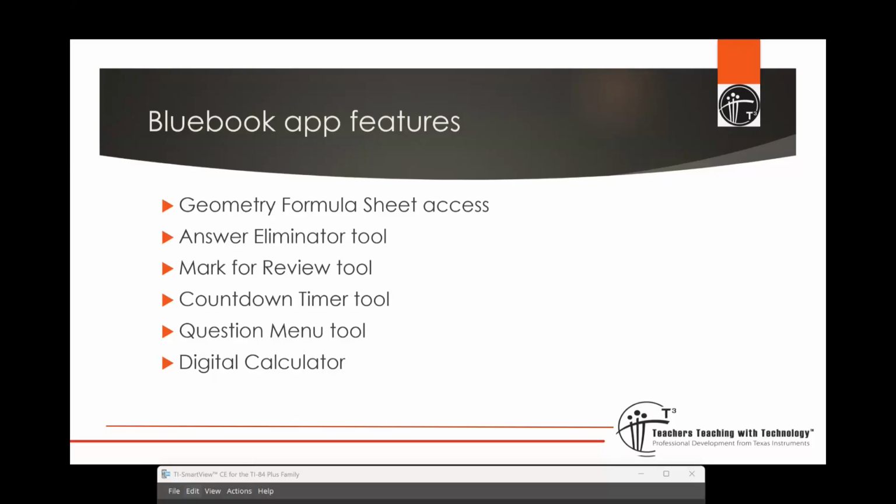There's a way for them to eliminate answers in case they're not sure. If it's between like B and C, they can cross out A and D on the screen. They can mark a question for review so that it's easier to come back to a question they still want to revisit. The nice thing, there's a timer right on their computer that will tell them their current time, what's left of their test. There's a question menu that allows you to toggle between questions quickly. And then there is a digital calculator drop down in the Blue Book.